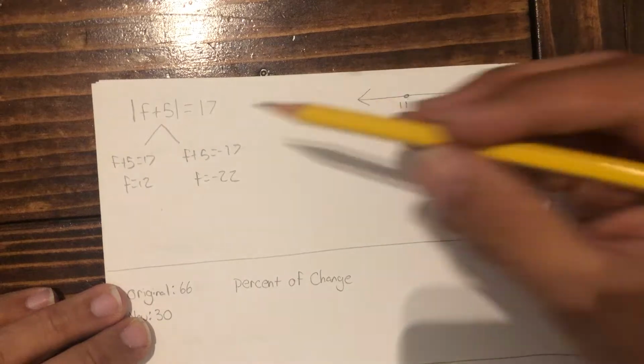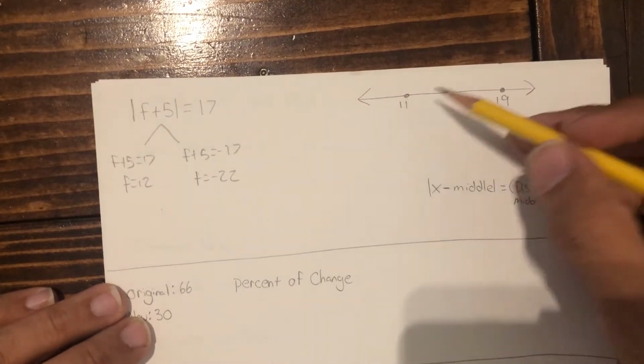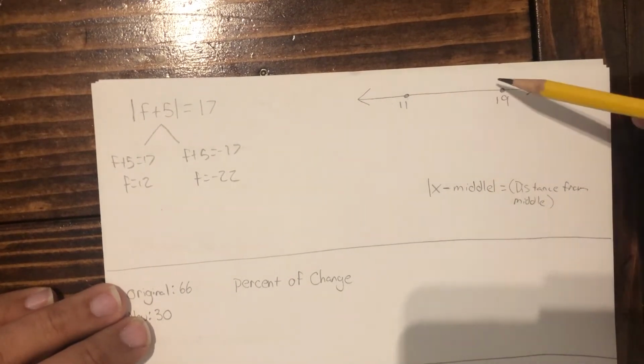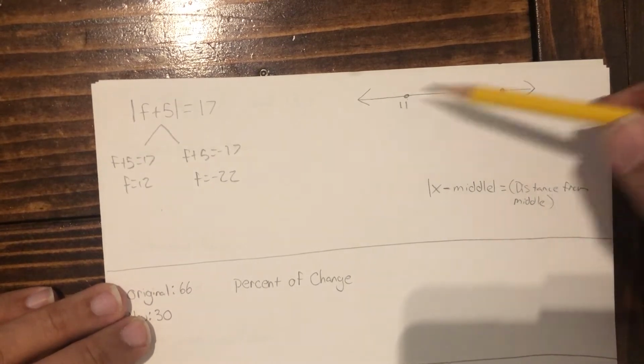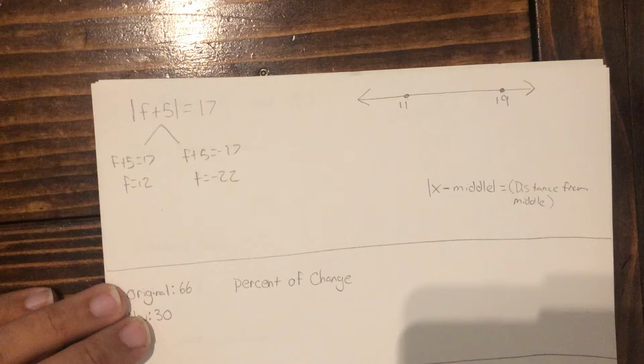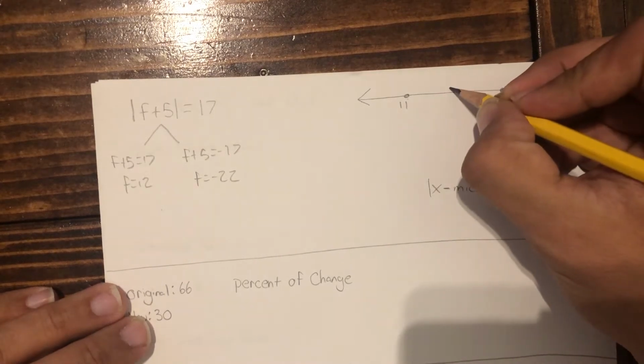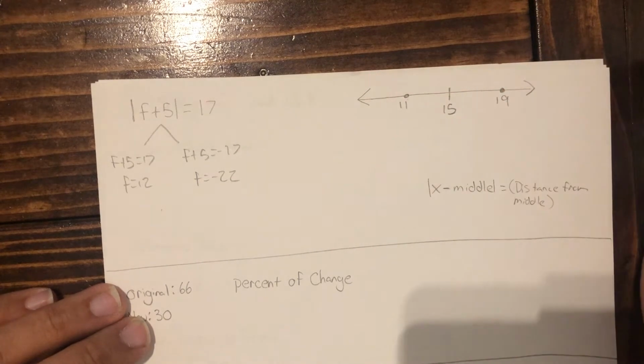Now, another element of this section is to be able to write one of these with the two answers. These are the two answers, write one of these. So first you have to find the middle number between these two. You add and divide them by 2. So 11 plus 19 is 30, divided by 2 is 15. So that would mean the middle is 15.